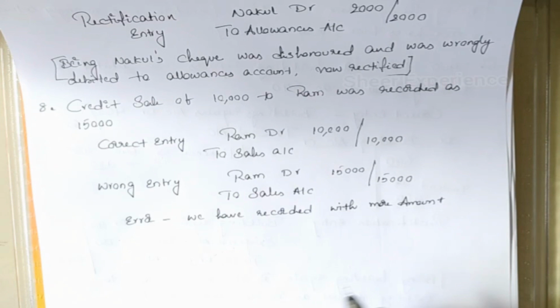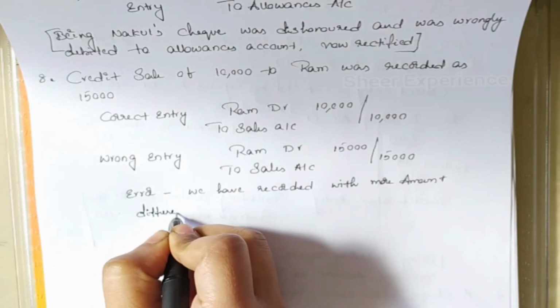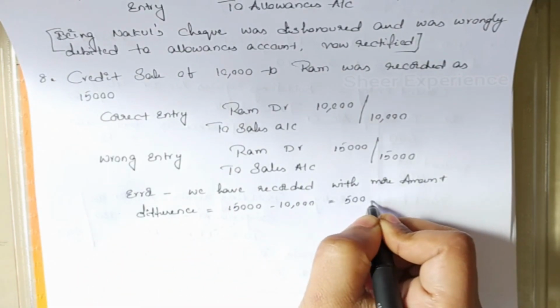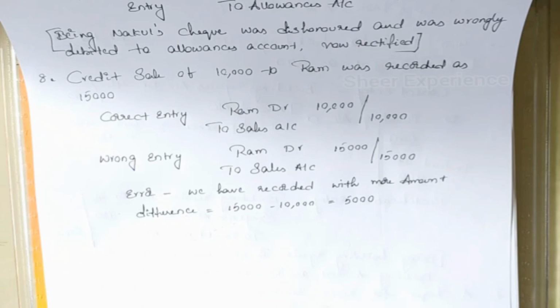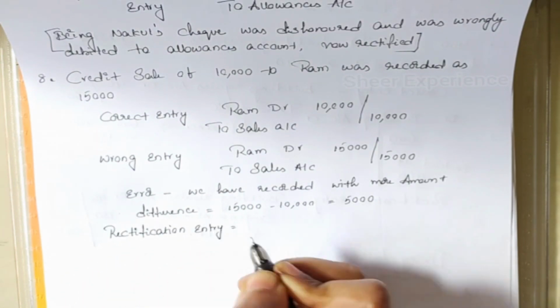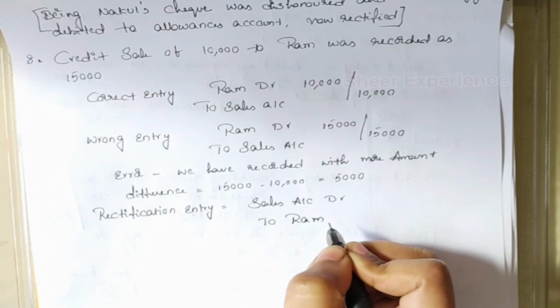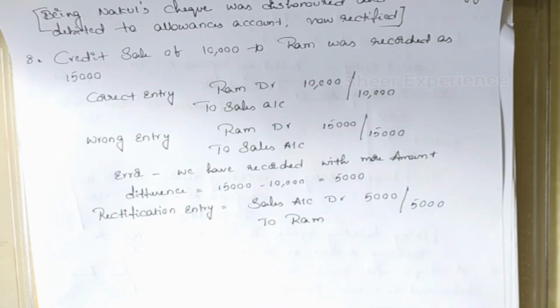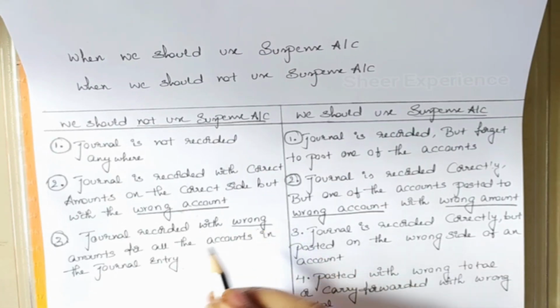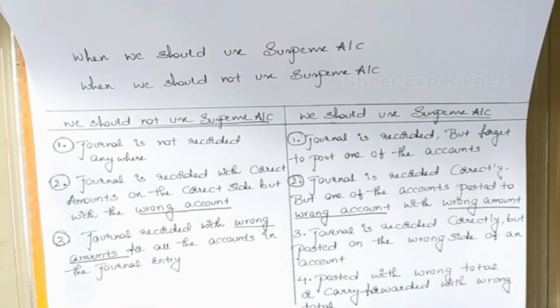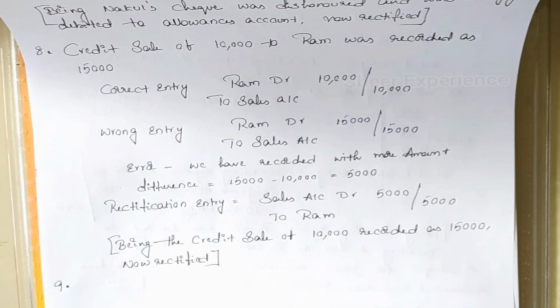So to nullify this, we need to reverse the entry with the difference amount. The difference amount is 15,000 minus 10,000. That comes to 5,000. The rectification entry is sales account debtor to Ram, amount is 5,000. In this case, we have recorded the journal with wrong amount to both the accounts. So the error occurred in the journal stage, not in the posting stage. So we don't have to use suspense account while rectifying the error.